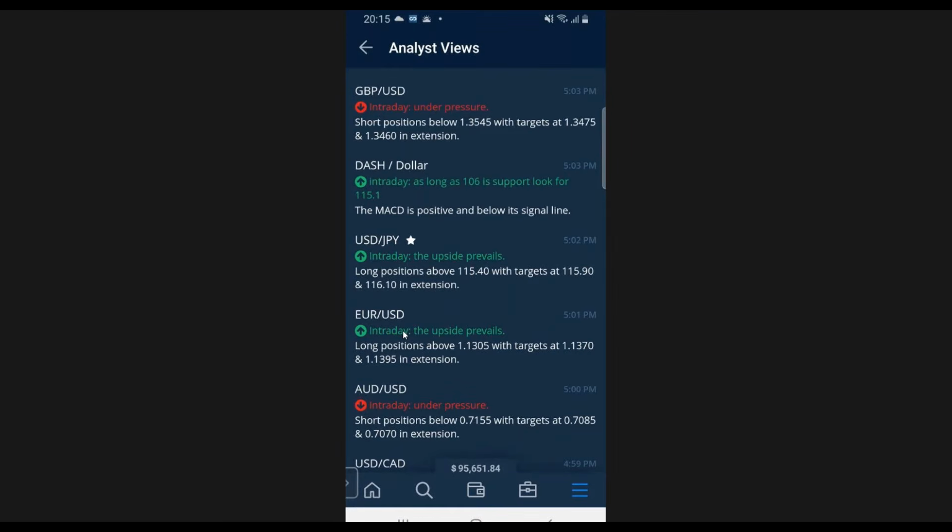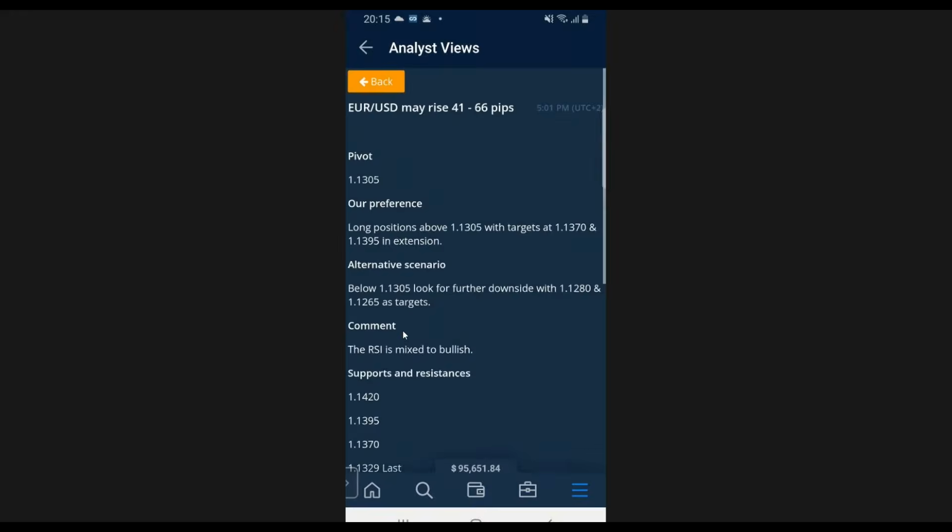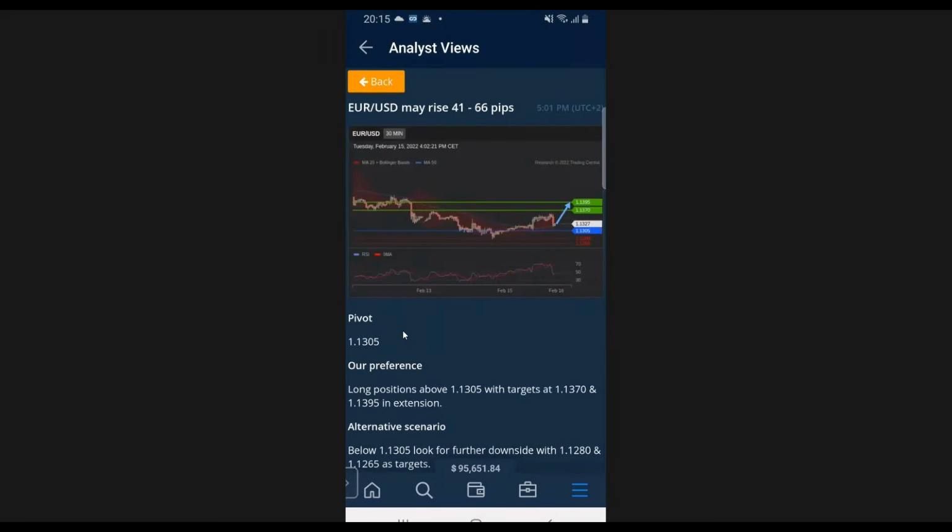And let's take a look. So I'm going to choose a signal that makes sense to me fundamentally, and then we take a look and see what's happening. Euro USD may rise 41 to 66 pips. That's the prediction on the preferred direction. So long positions above 113.05.